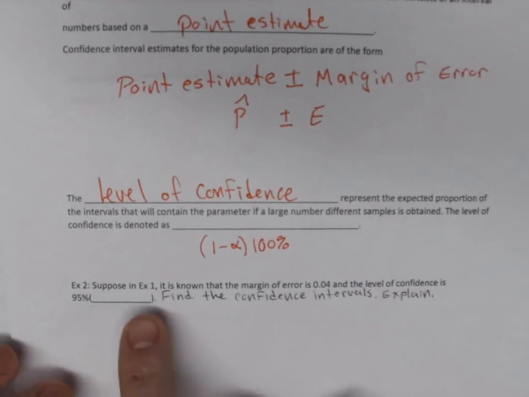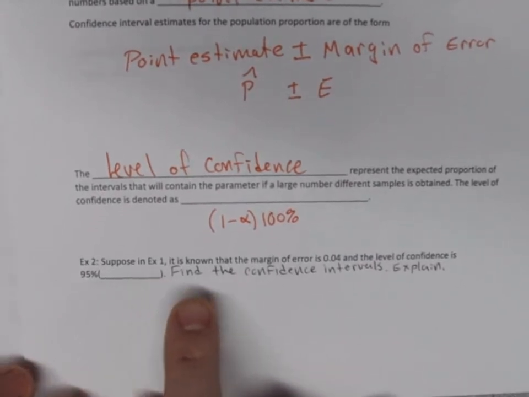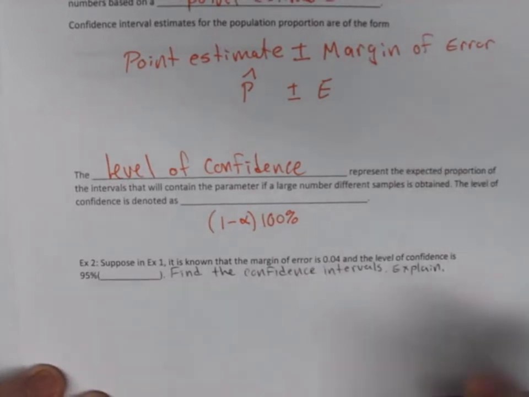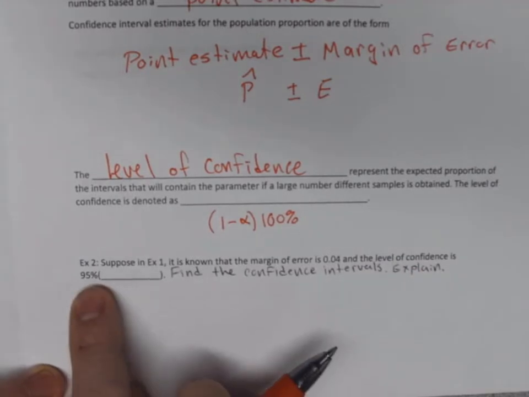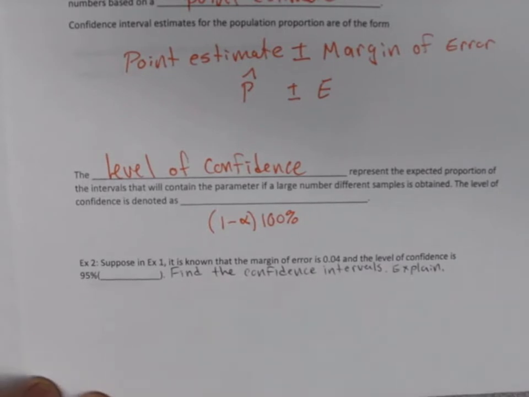All right, so example 2 down here. Suppose in example 1, it is known that the margin of error is 0.04. So that's E. And the level of confidence is 95%. All right. Find the confidence intervals and explain.